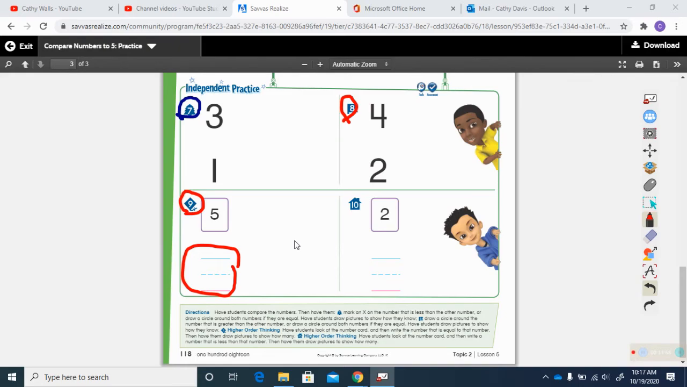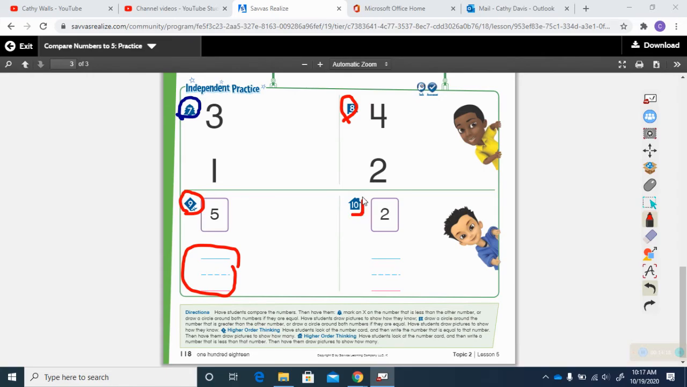Now, you have to draw pictures over here. From this number 5, draw your dots, and then from whatever number you wrote down here, draw those dots. Show me something that is equal to one another.